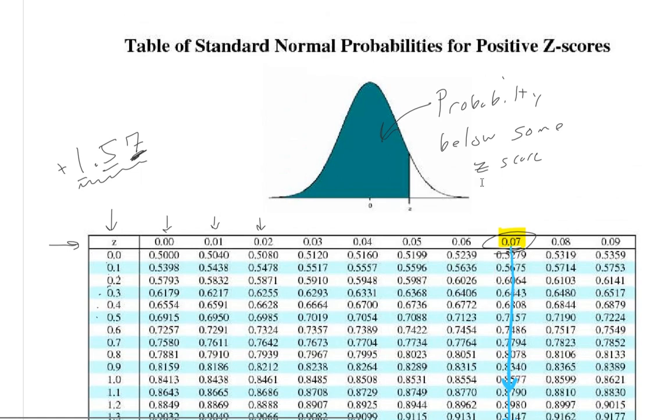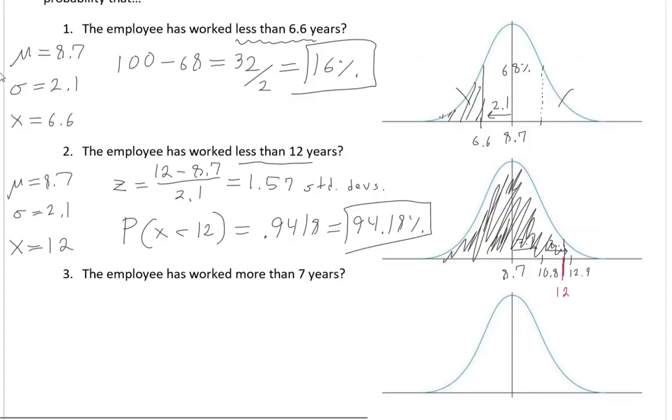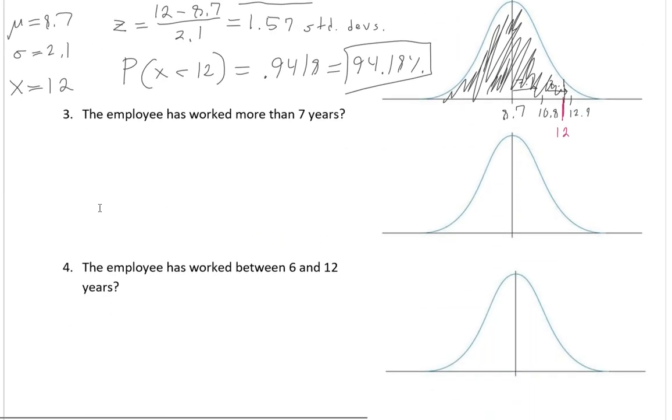One important point to keep in mind, though, with the z-score table is that it's always the probability below some z-score. However, what we can use is the concept of complements to find the area above it. So if we find the area below is maybe 70%, that means the area above it is 30%. Nice. I talk about that because this next question is going to require that knowledge. The employee has worked for more than 7 years.